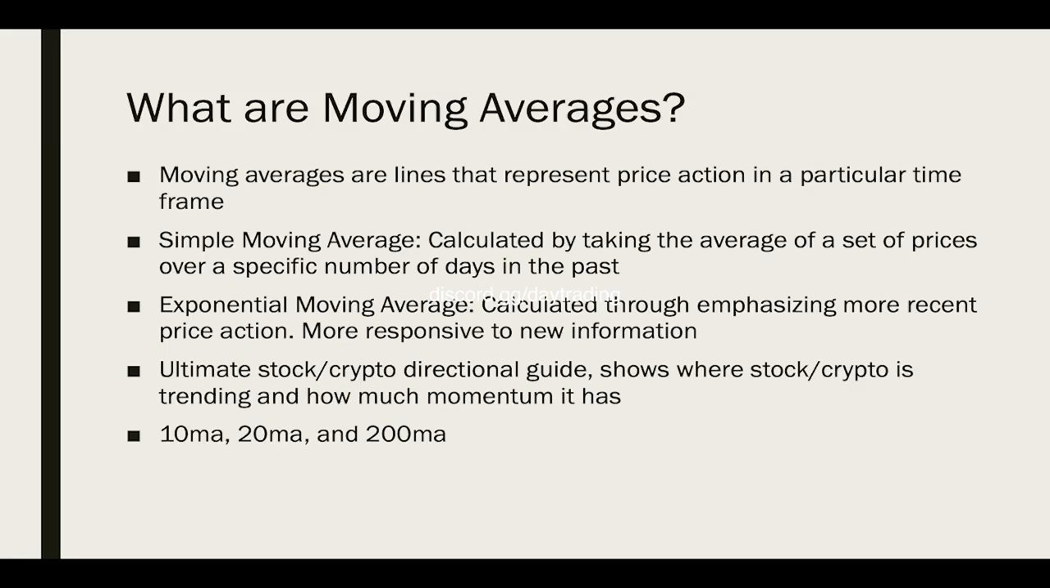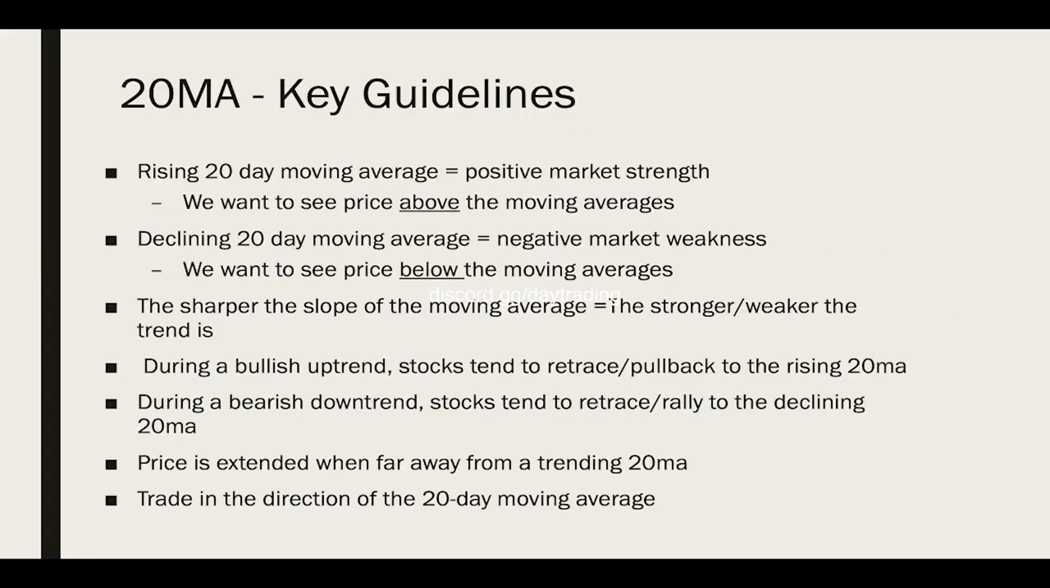So the moving averages, especially the 20-day moving average, are the ultimate stock or crypto directional guide. It shows where a stock or a crypto is trending and how much momentum it has. So it's a directional guide, right? And specifically, I know a lot of people use the 10 MA, but I only use the 20-day moving average and the 200-day moving average. We're going to be talking about the 20 during this class.